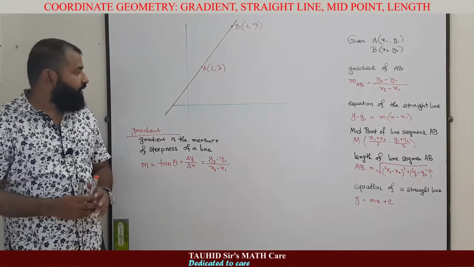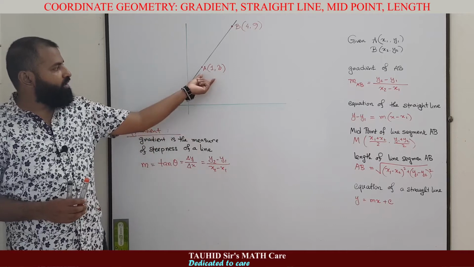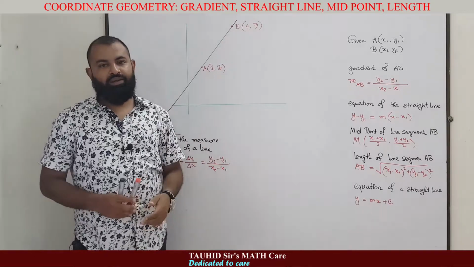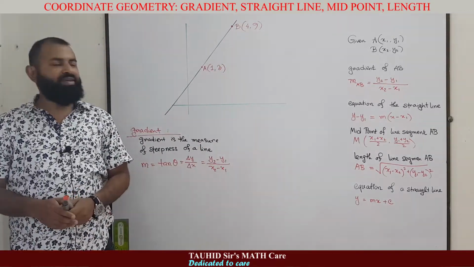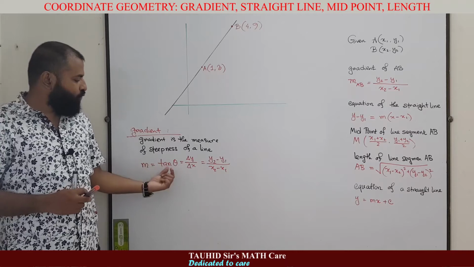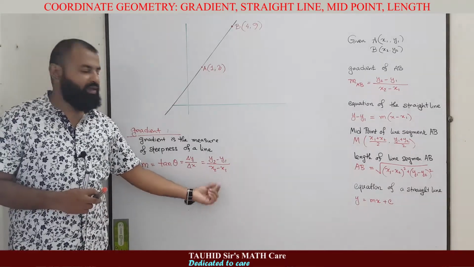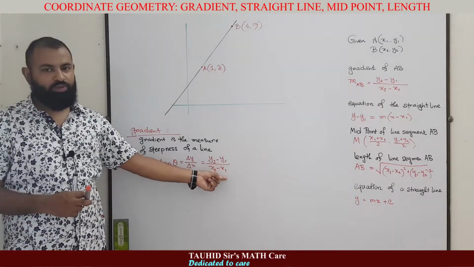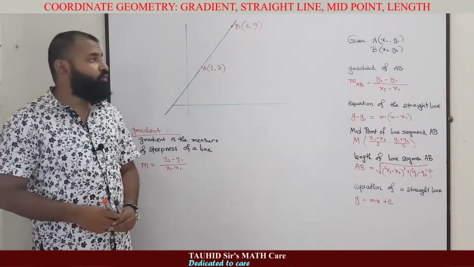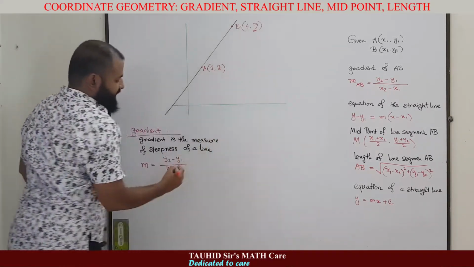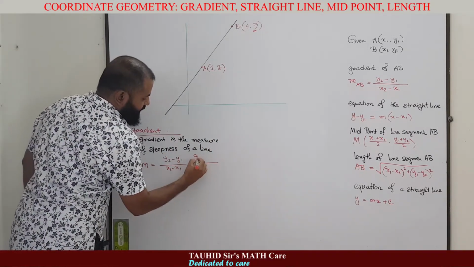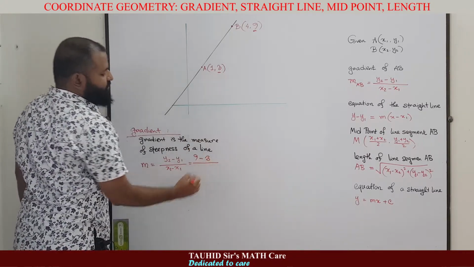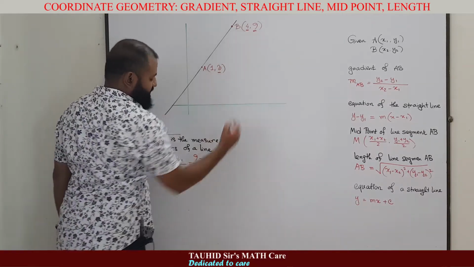Now, the information given here is that two points on the straight line are A (1, 3) and B (4, 9). What will be the gradient of this straight line? In this case, which formula will we apply? We will apply this formula, m equal to y2 minus y1 divided by x2 minus x1. So, what is the value of y2? y2 here is 9, minus what is the value of y1? The value of y1 is 3. What is the value of x2? This is 4.